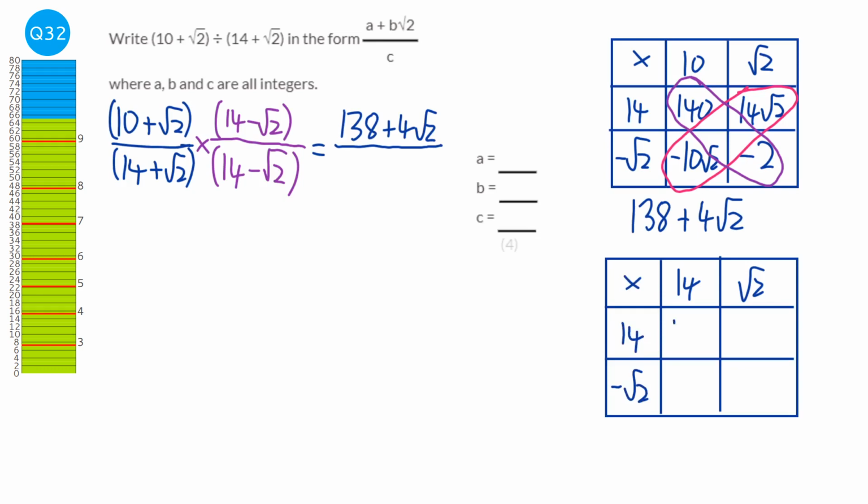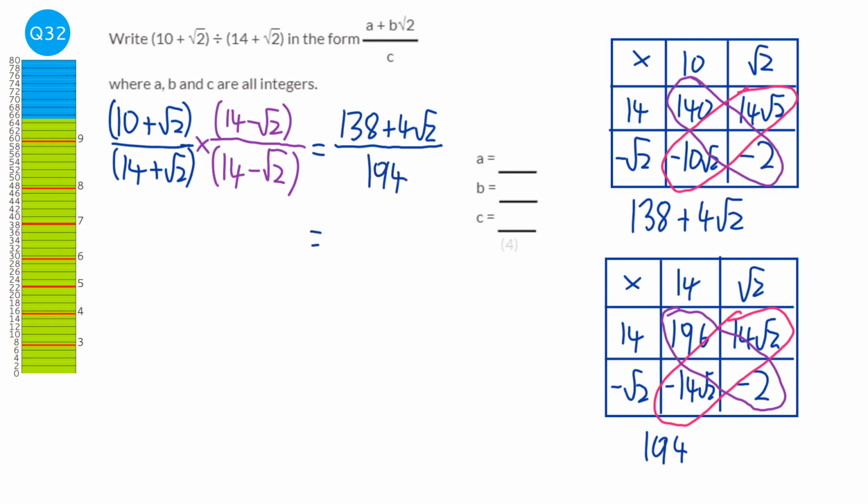So 14 times 14 is 196. 14 root 2 minus 14 root 2 and then minus 2. So you can see here now there's a 14 root 2 plus a minus 14 root 2. They cancel each other out to 0. So we get rid of the surd, and then 196 take away 2, which is 194. So we've got 194 at the bottom.